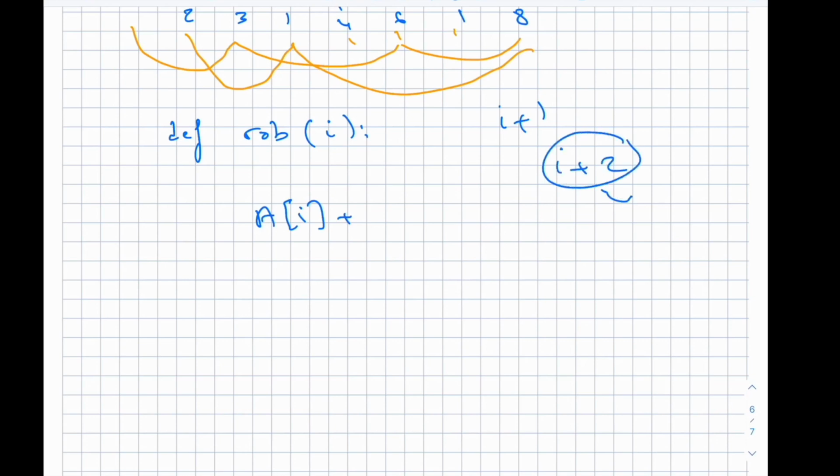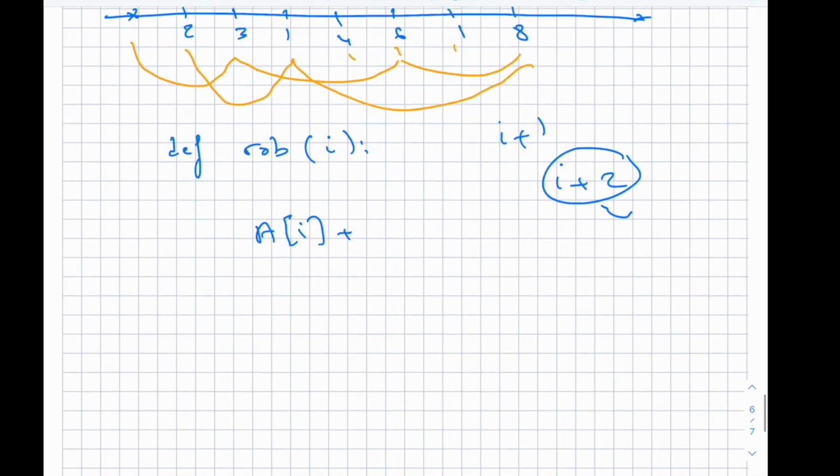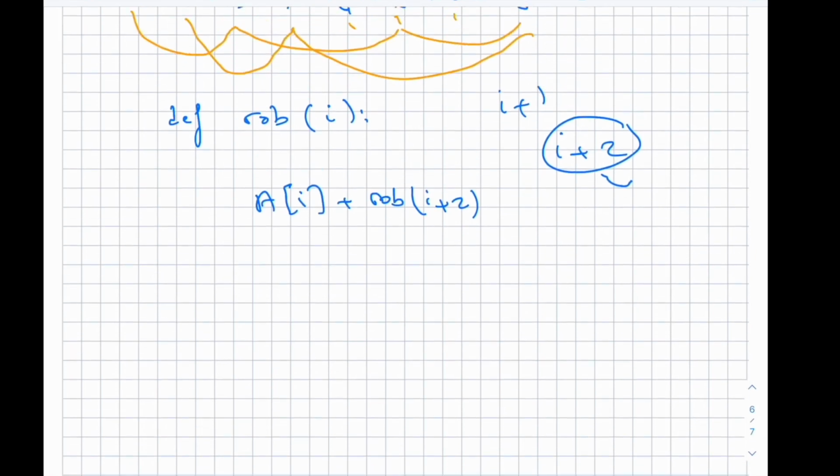So maybe grab it and maybe leave it, right? Because we may take this one, or we may just jump past it, right? So this would be helper, call it rob of I plus 2. Okay. What is the other choice? The other choice is to decide, okay, I'm not going to rob this house.